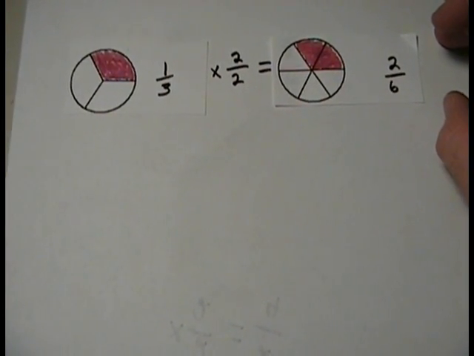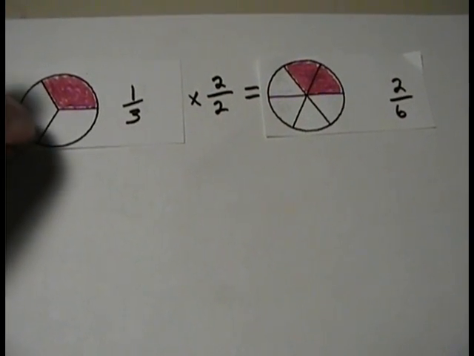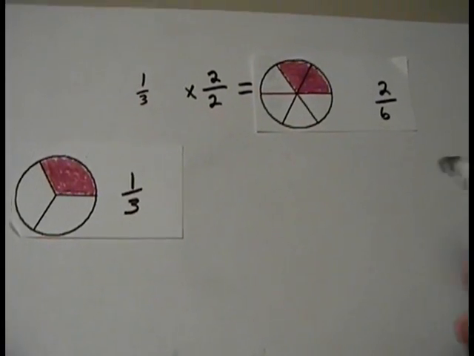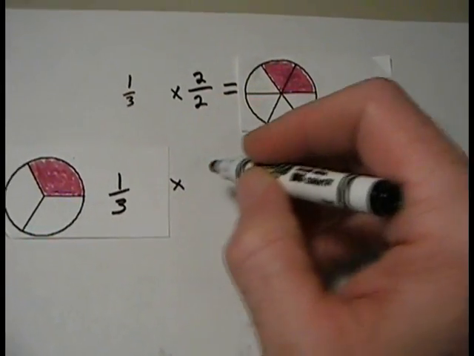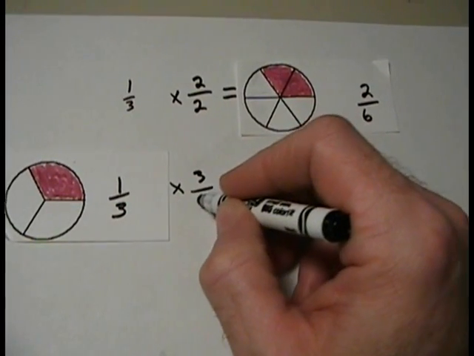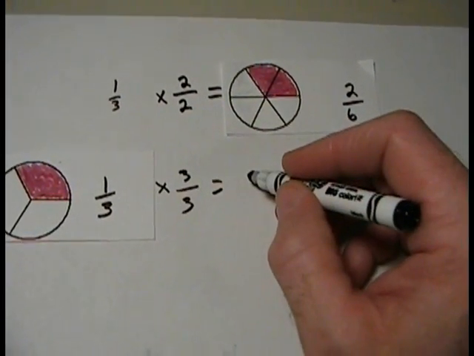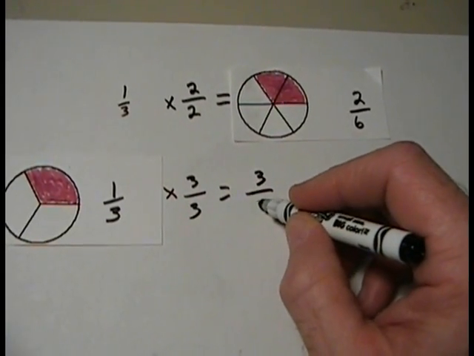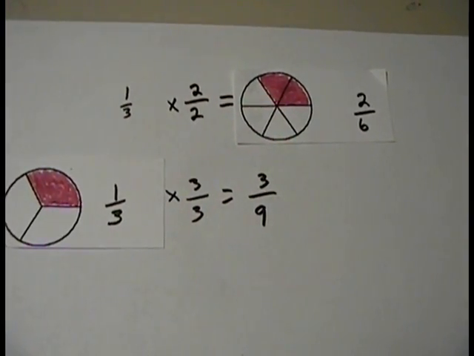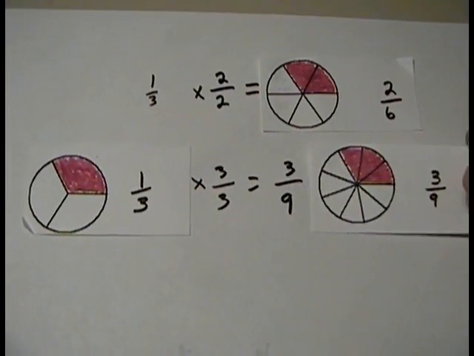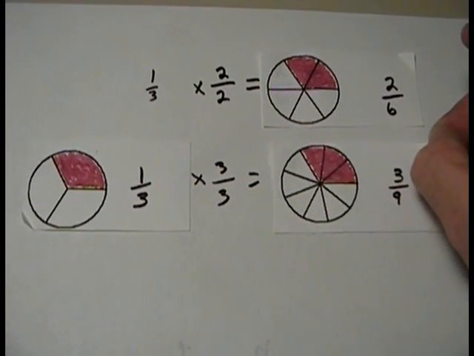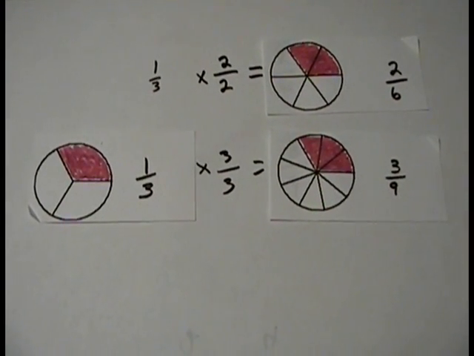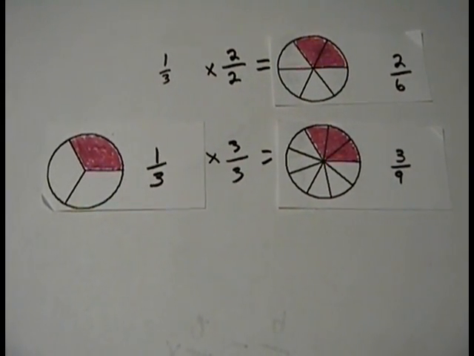Let's try that again with a different number. Let's multiply the numerator and the denominator by 3 this time. 1/3 times 3 over 3. Multiplying the numerators, 3 times 1 is 3, and 3 times 3 is 9. So 3/9 is equivalent to 1/3. Looking at my model, 3/9 has the same amount of shaded space as 1/3. Therefore, these fractions are equivalent.